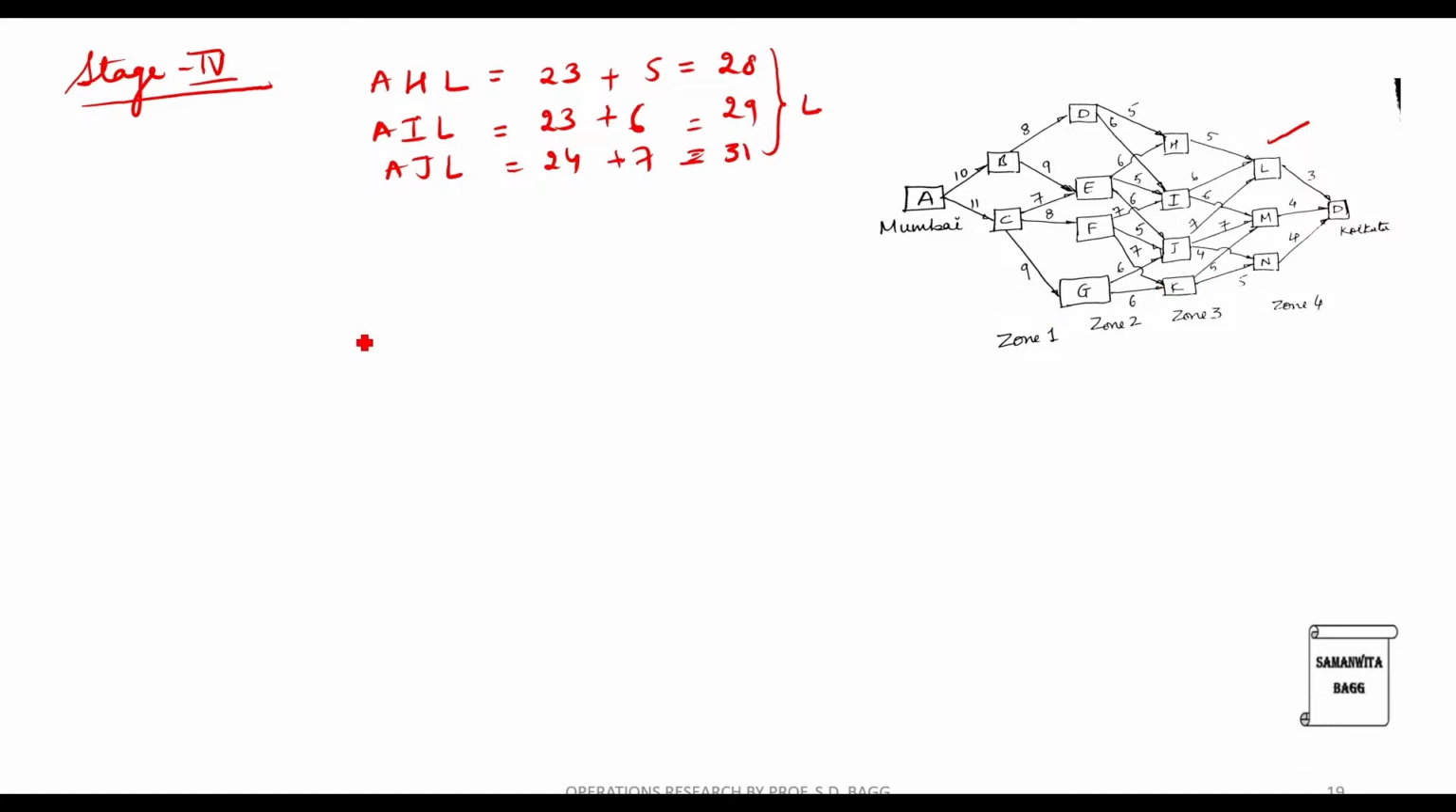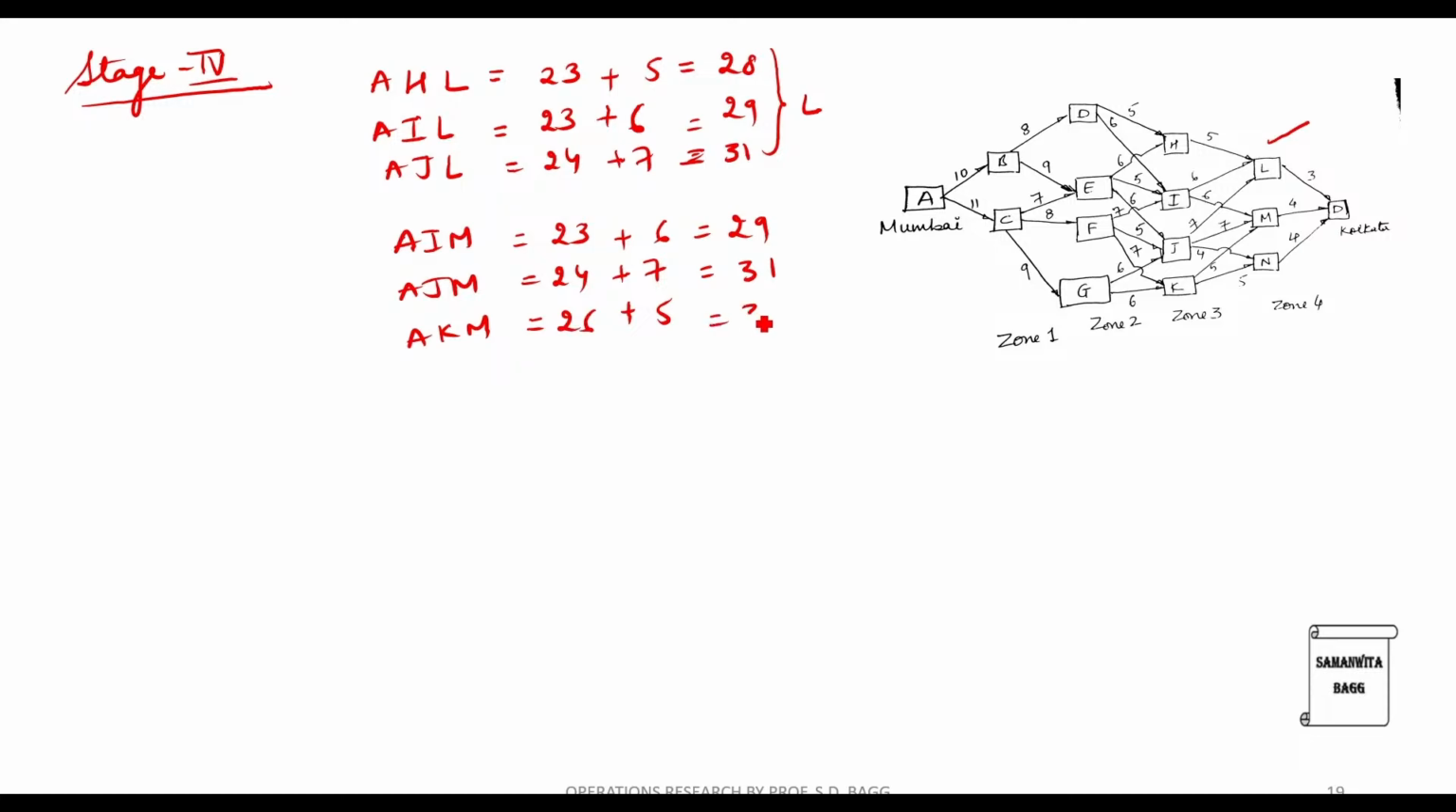Next I'll write down for M. We can go from AIM. Then we can have AJM and AKM. A to I is 23, A to J is 24, A to K is 26. I to M is 6, J to M is 7, K to M is 5. This is 29, this is 31 and this is also 31. This is for M.